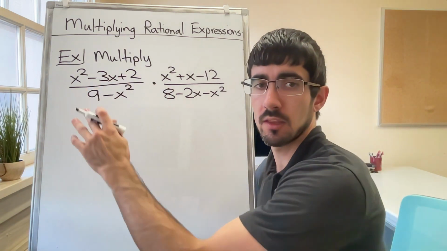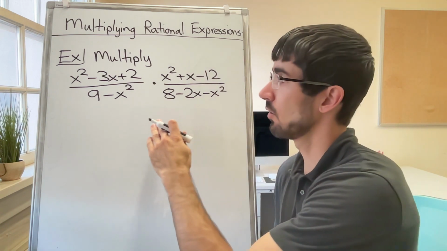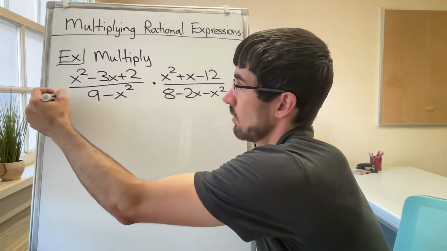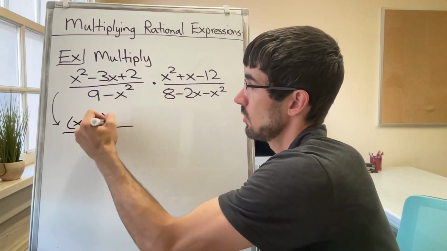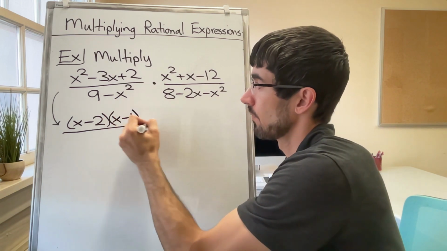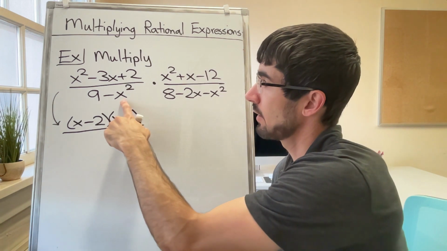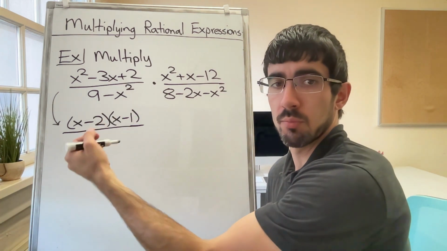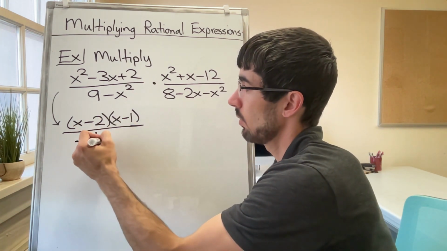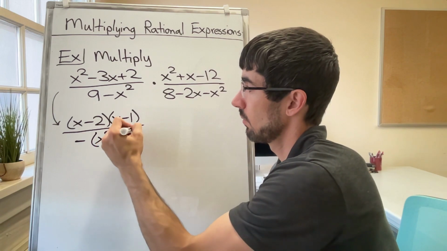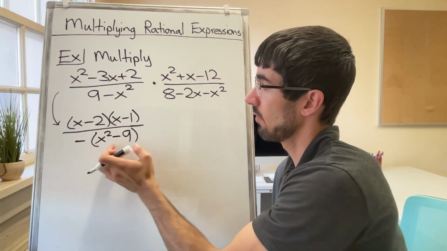So let's factor everything. I'm going to also rewrite a couple of these denominators in a more standard form. I have x squared minus 3x plus 2. Let's go ahead and factor that. That factors as x minus 2 times x minus 1. Here I have 9 minus x squared. I'm going to reorder that so that the x squared comes first. And I'm also going to pull out a negative sign so that the x squared is positive. So that can be rewritten in a couple of steps as negative (x squared minus 9). Right? So 9 minus x squared is the opposite, or the negative, of x squared minus 9.